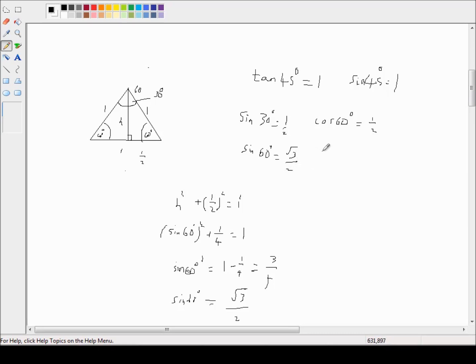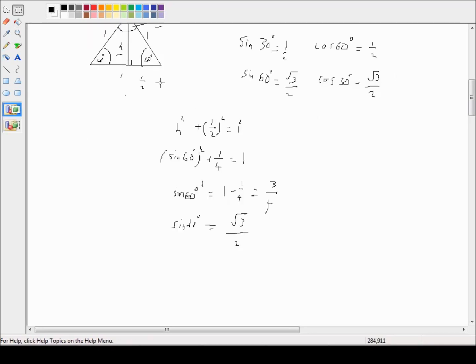Not that we need it, but the cosine of 30 degrees, that'll still be h again, is the cosine of 30 degrees, because this is 30 degrees and the cosine of 30 degrees is the adjacent. So the cosine of 30 degrees is also equal to root 3 over 2. Okay, so we can get rid of our working.